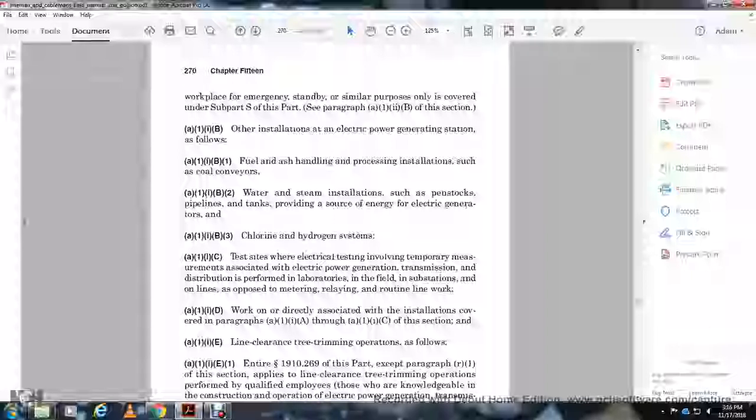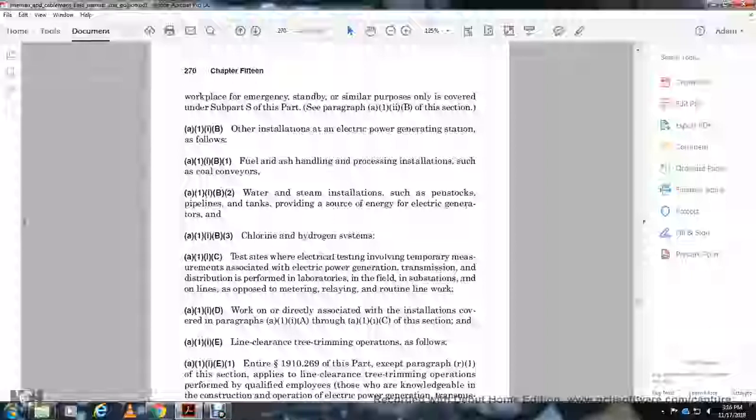(a)(1)(ii)(C): test sites where electrical testing involving temporary measurements associated with electrical power generation, transmission, and distribution is performed in laboratories, in the field, in substations, and on lines, as opposed to metering, relay, and routine line work. (a)(1)(ii)(D): work on or directly associated with the installations covered by paragraphs (a)(1)(ii)(A) through (a)(1)(ii)(C) of this section.